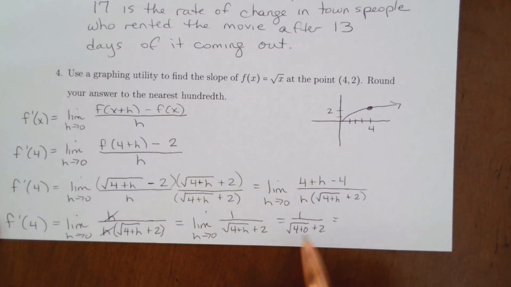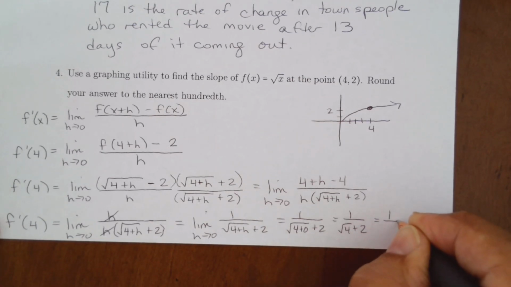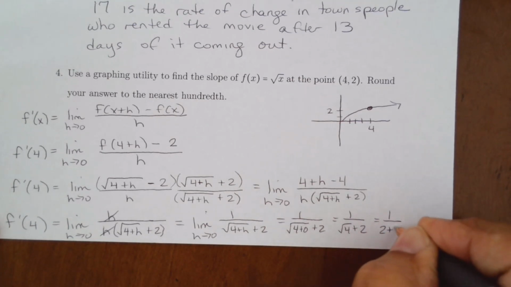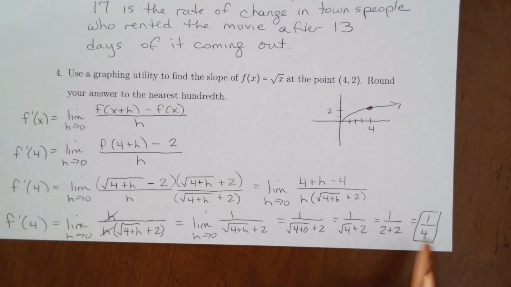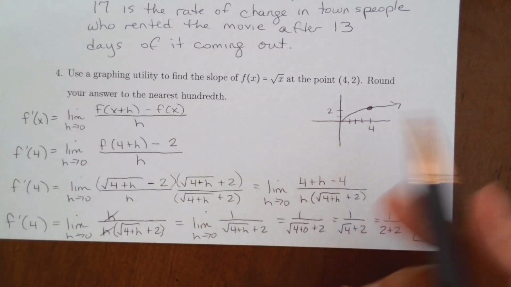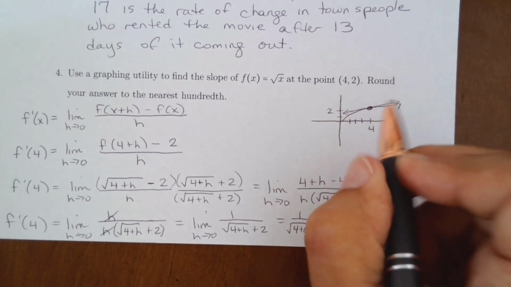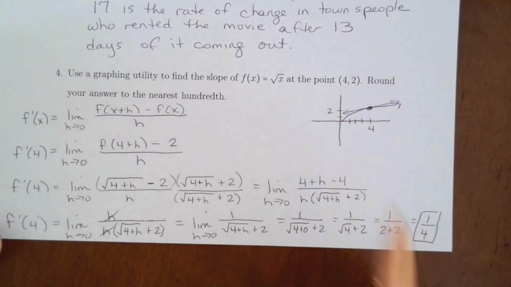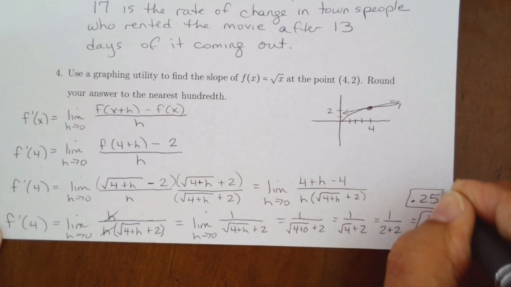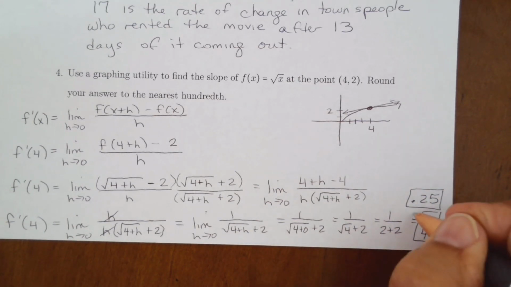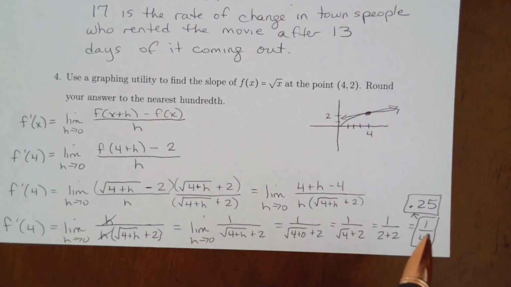Square root of 4 plus 0 is the square root of 4, plus 2. Square root of 4 is 2. 2 plus 2, so you end up with 1/4. All right, so that is the slope of the tangent line. This tangent line is the line that just touches right there. And it says round your answer to the nearest hundredth, so that is 0.25. If you're going to write it as a decimal, same thing. It's fine to leave it 1/4, but if it asks for a decimal, then decimal.